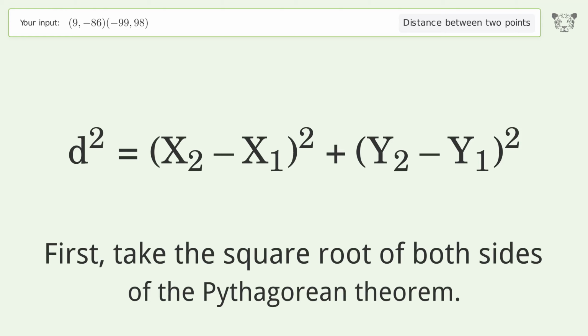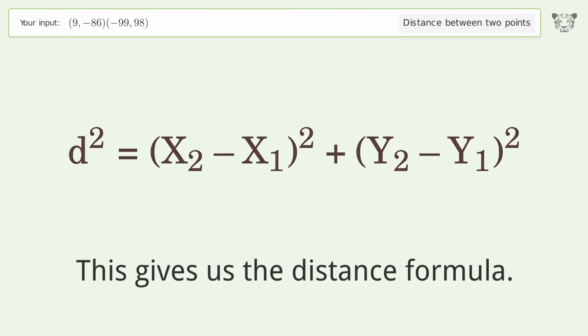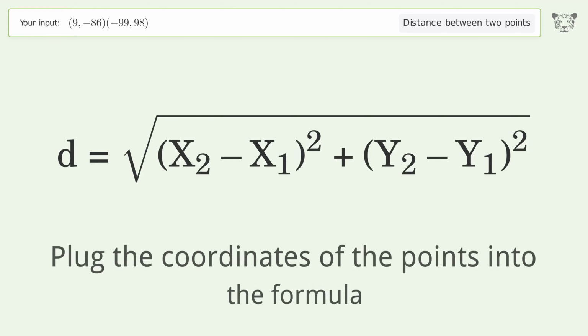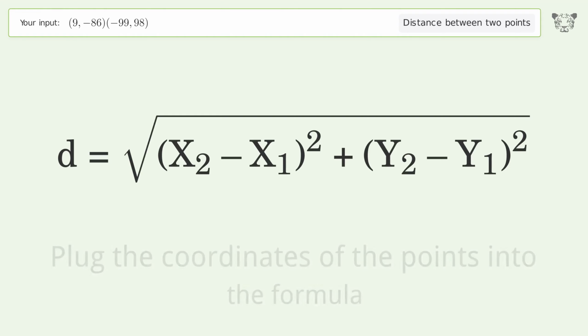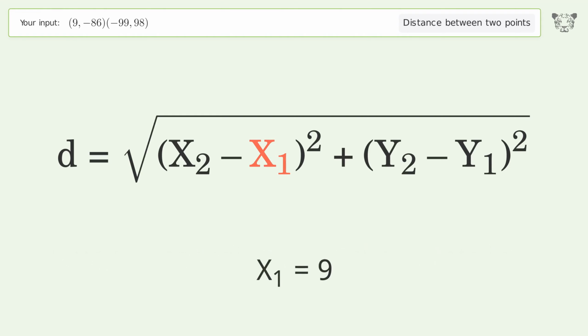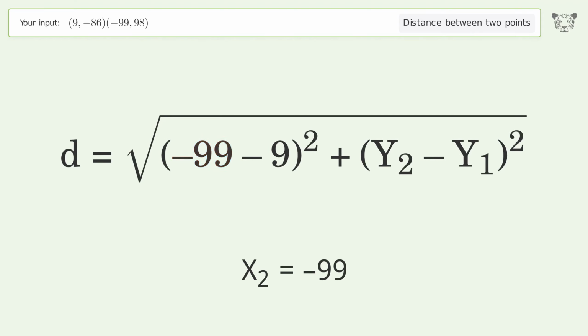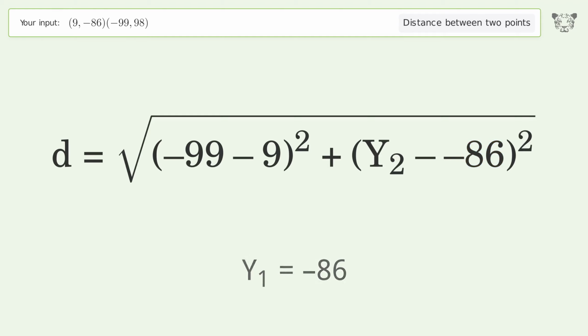First, take the square root of both sides of the Pythagorean theorem. This gives us the distance formula. Plug the coordinates of the points into the formula. x1 equals 9. x2 equals negative 99. y1 equals negative 86. y2 equals 98.